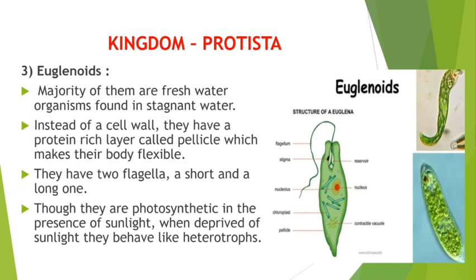My dear student, here you may see the diagram of Euglena. This is a diagram of Euglena, and these are some microscopic structures, that means how Euglena looks under a microscope. This is the structure of Euglena. I hope you have understood.